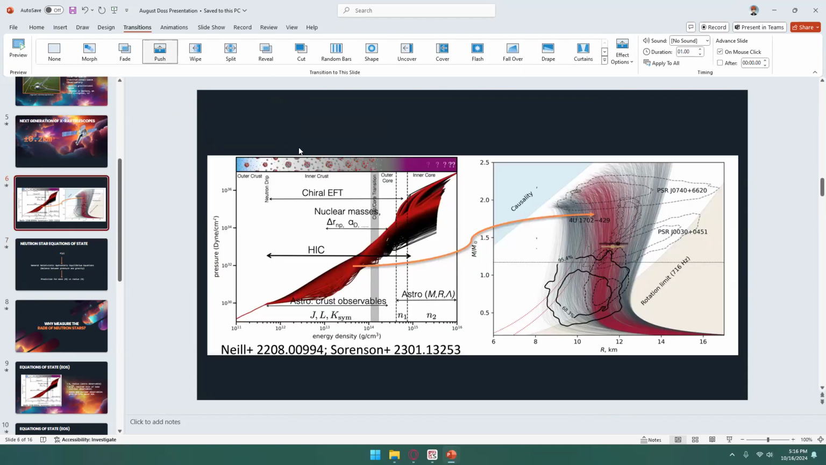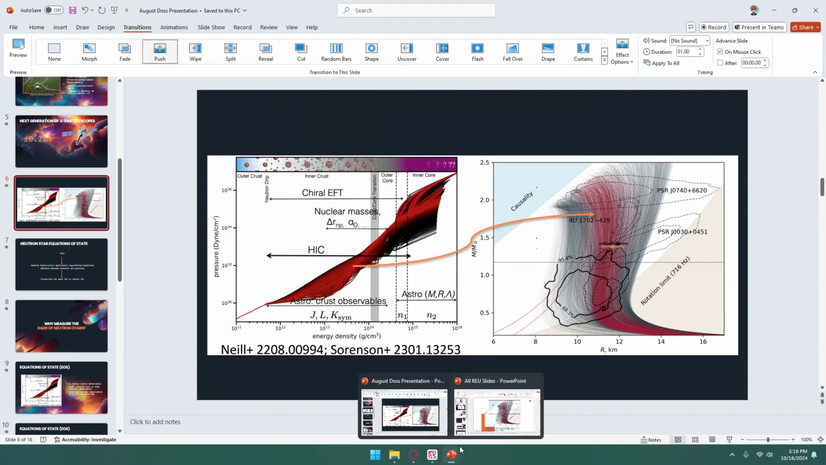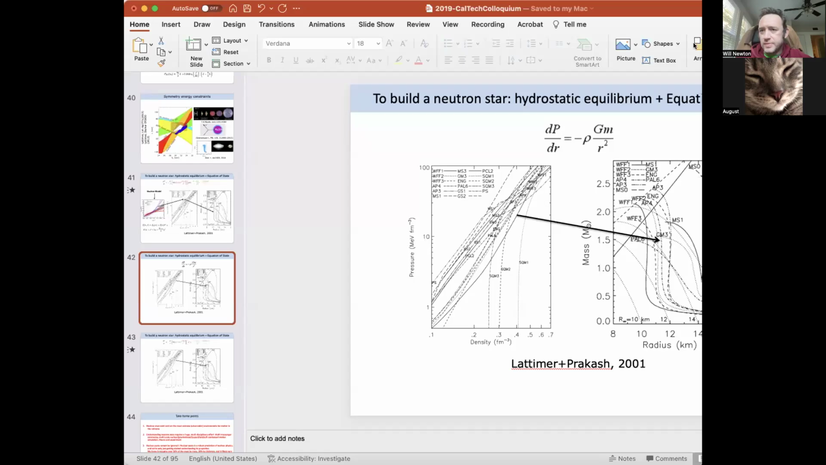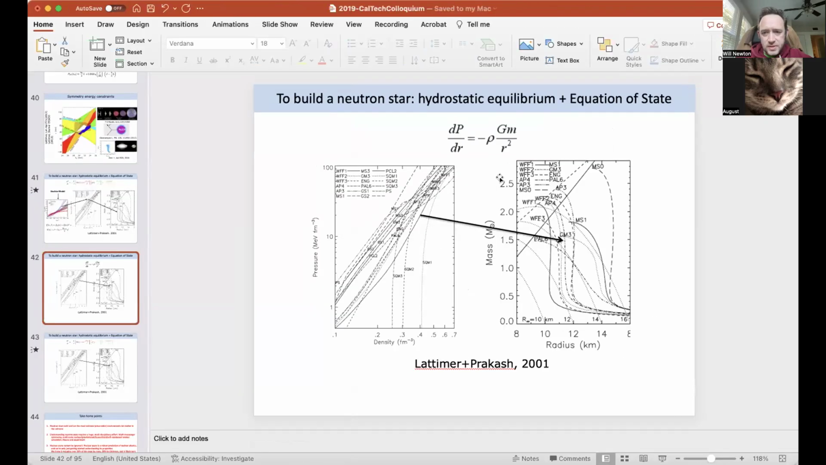Okay, here, let me share my screen and I'll show you the slide. Can you see that? Yeah. So this is exactly it. On the left, we've got pressure versus density, the equation of state, over a slightly shorter density region, so it's only part of the curves that you've got on your plot. And then on the right, there are the mass radius curves.